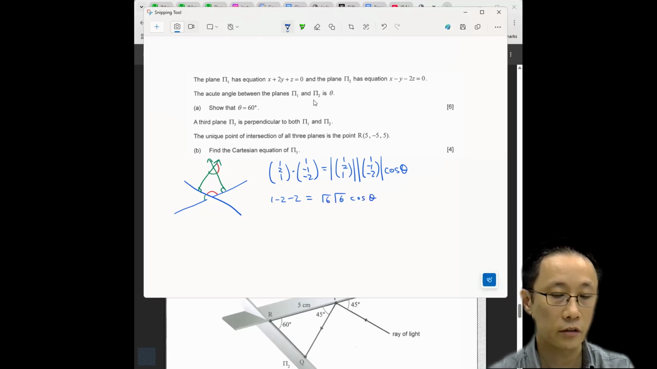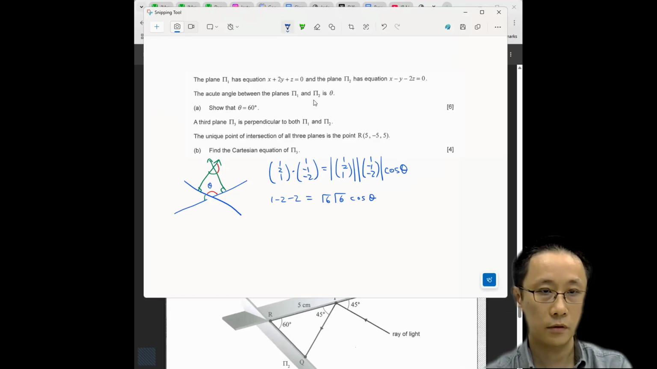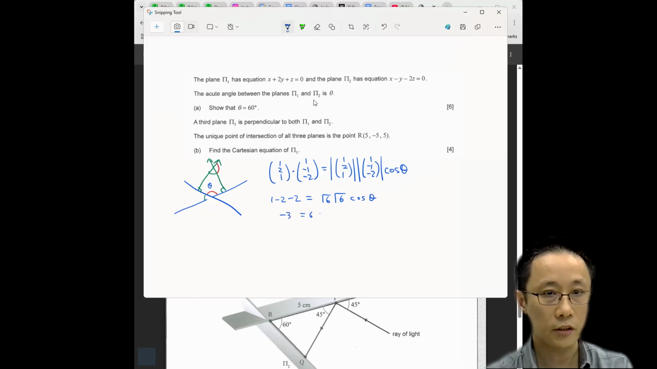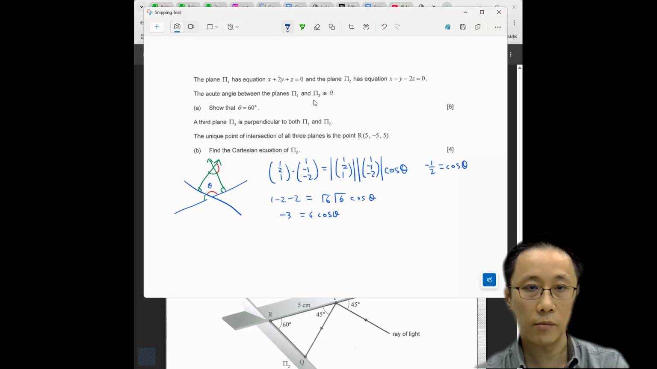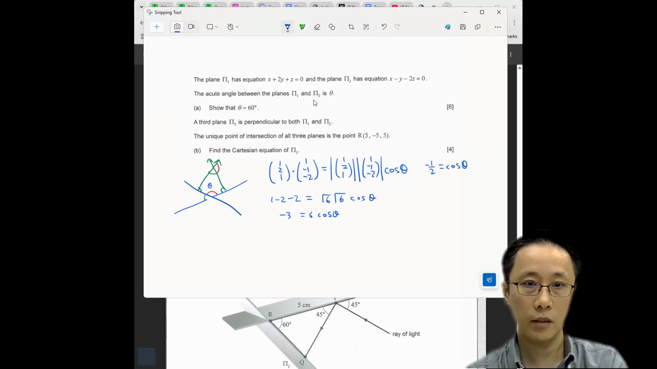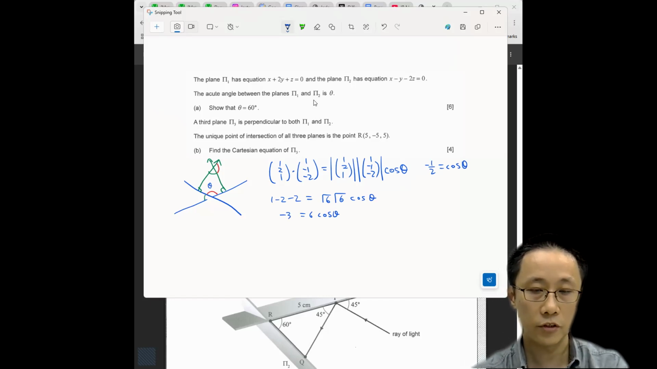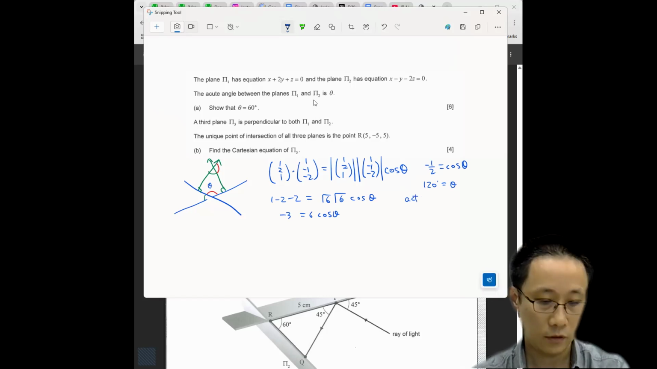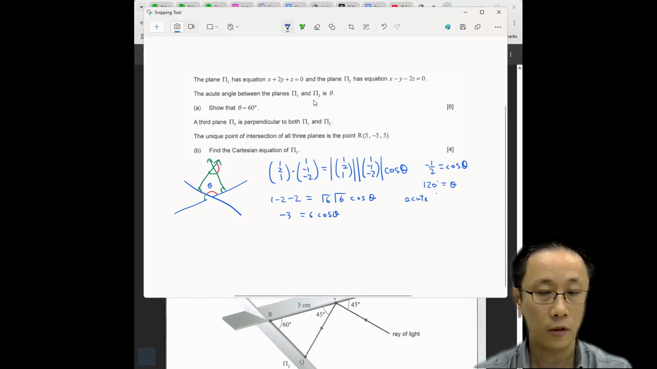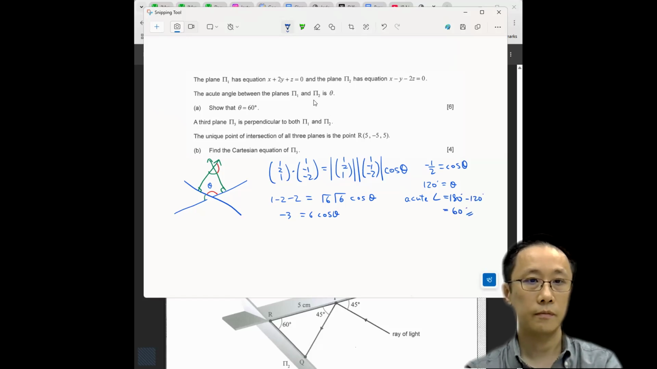So I'll just mark theta to be the obtuse angle. So minus 3 equals 6 cos theta. Minus 1 over 2 equals cos theta. So if you're familiar with exact values, and all HR students should be, theta is just equal to 120. And then the acute angle, which is equal to 180 minus the answer, which is 60 degrees.